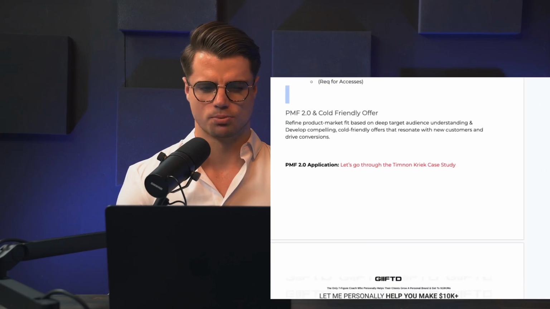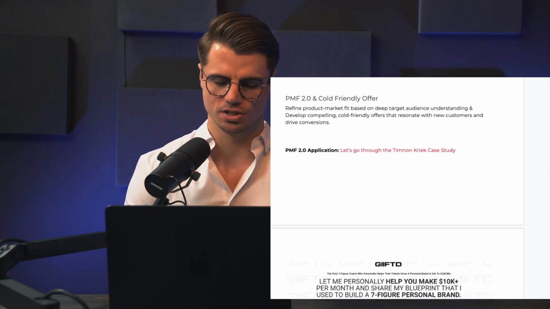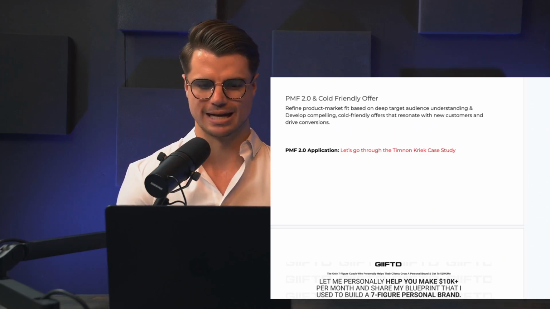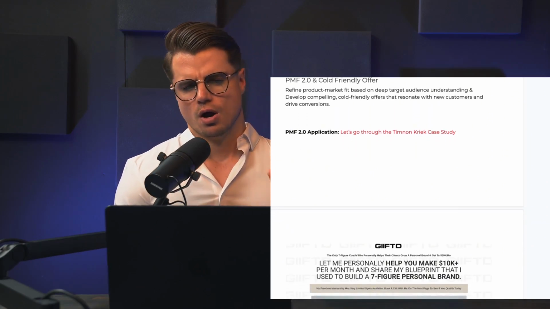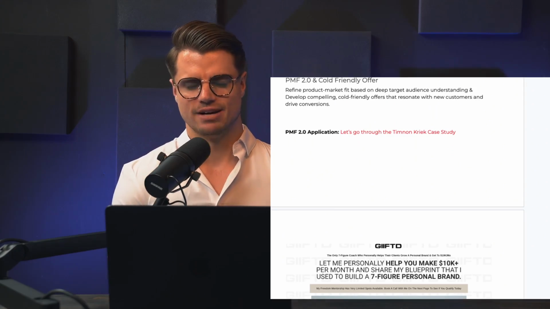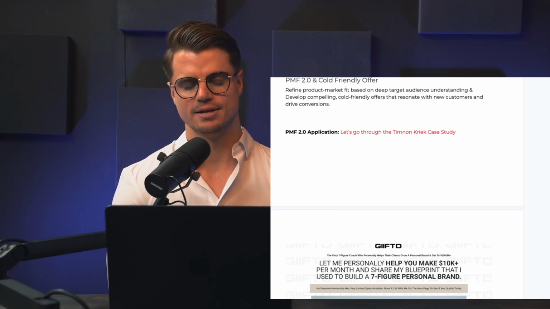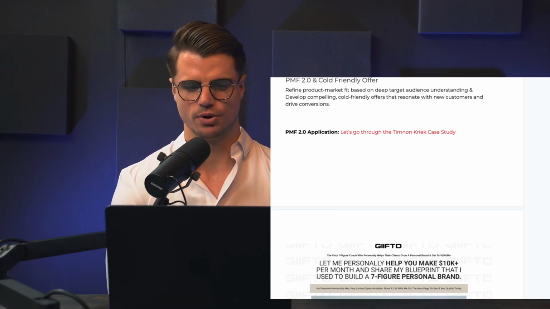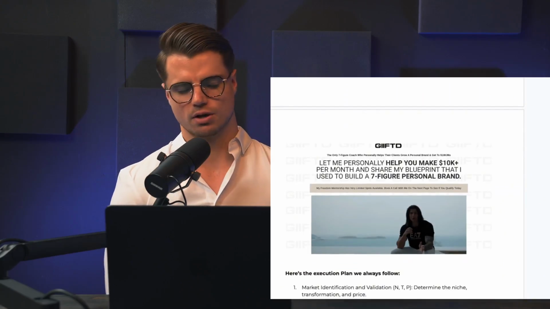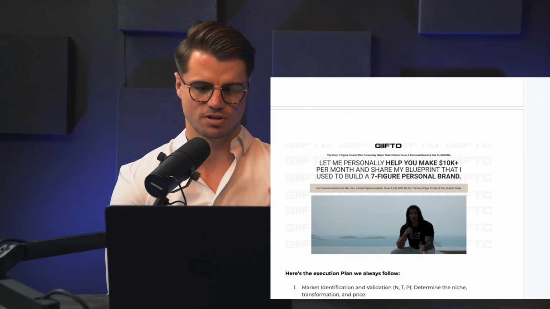And then you have your product market fit 2.0, cold friendly offer. Let's quickly dive into this first actual case study, which we'll quickly break down in application. So refine product market fit based on a deeper target audience understanding and develop a compelling cold friendly offer that resonates with customers and obviously drive conversions. That's where we are in this application on the Timon Creek case study. Obviously, if you guys go and backtrack on a few things, this is one of the recent funnels that are still running in terms of stuff that's happening.